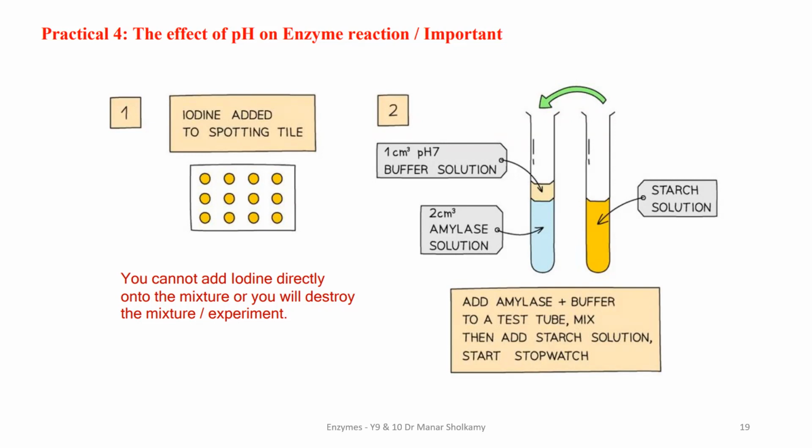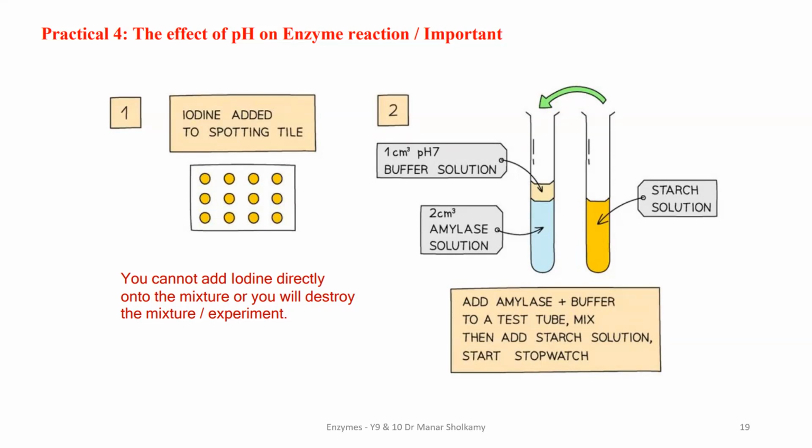Now what did I do in this experiment? Again, I will get 2 test tubes. I will put my starch in 1 test tube, and I will put my enzyme, which is the amylase, in another test tube. With the enzyme, I will also add something called a pH buffer solution.